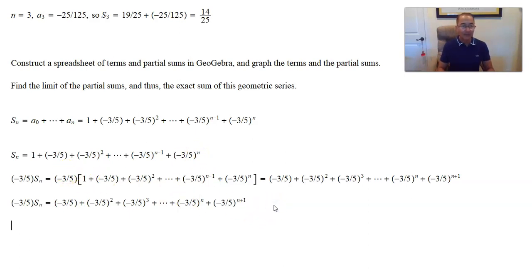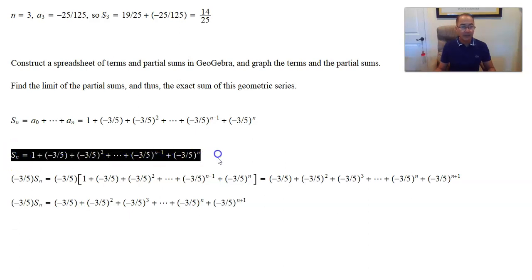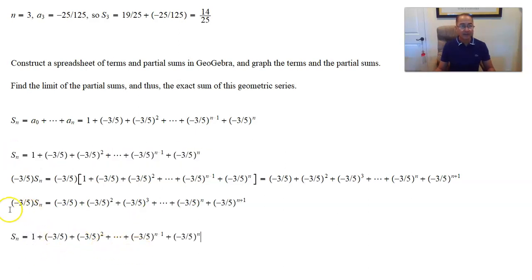So what's the clever thing to do? We can make these pairs cancel each other out by subtracting this side from this side of the two equations. So we're going to take this equation and subtract this equation. By that I mean we will subtract the corresponding sides. So from the left side, we will subtract negative 3/5 times Sn. And from the right side, we will subtract quantity this sum.